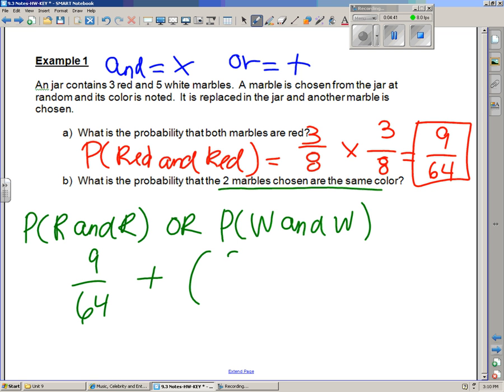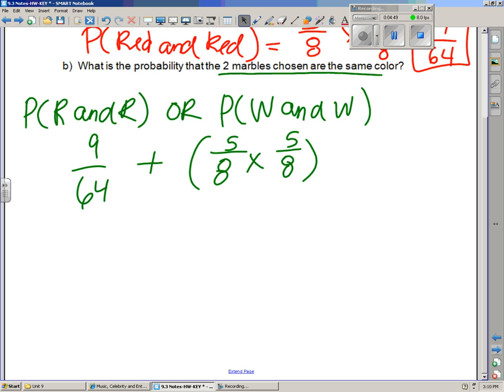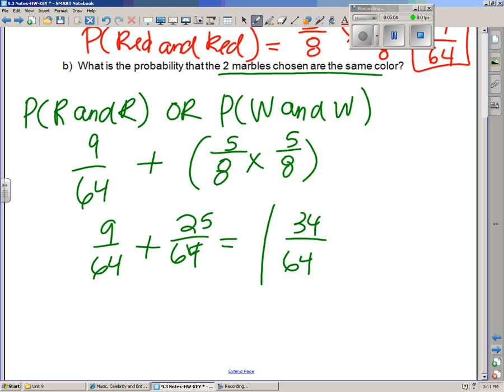Well, we've got 5 white out of 8 total in our jar. White comes out, white goes back in, and then there's still 5 out of 8. So what happens here is we're going to get red and red, which is 9/64, white and white is 25/64, and then the probability of getting both marbles the same color will be 34 out of 64. A little bit more than half, you'll get both marbles the same color.